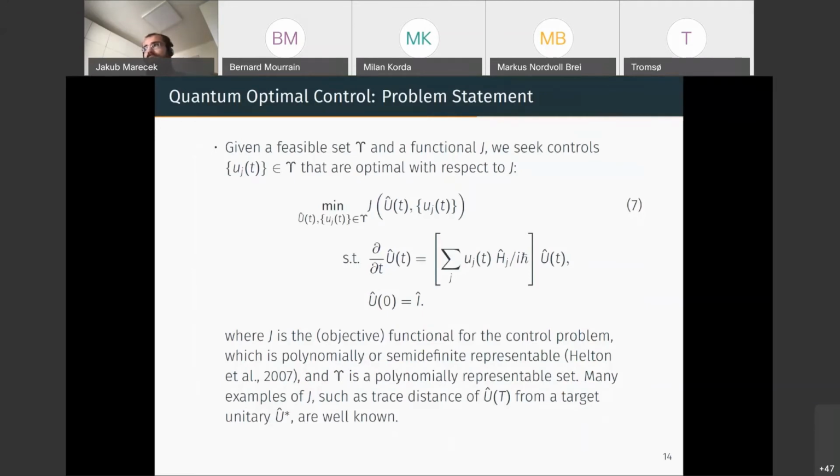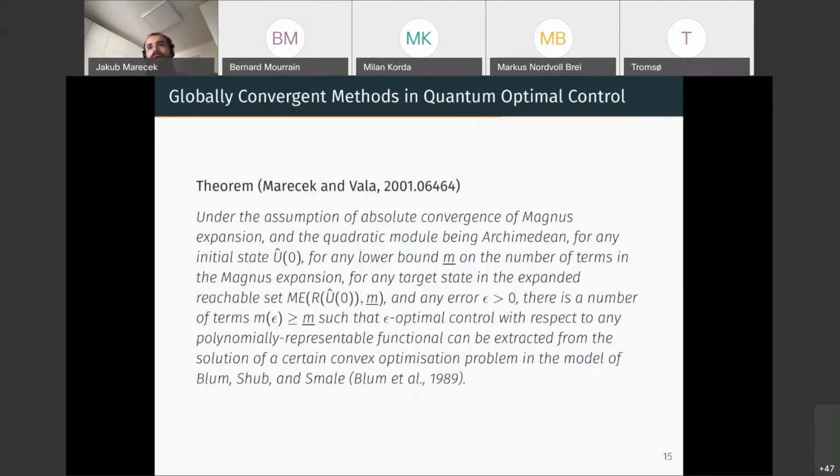So to summarize, we use this Magnus expansion in solving the quantum optimal control problem. The quantum optimal control problem we consider has the following form. So we have some functional, which we assume to be polynomially or semi-definite representable. And we would like the solution to be a solution to the initial value problem, starting from some initial point.